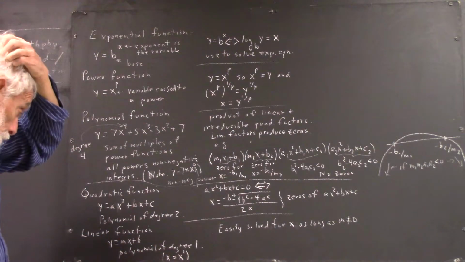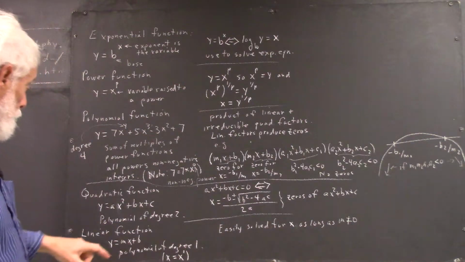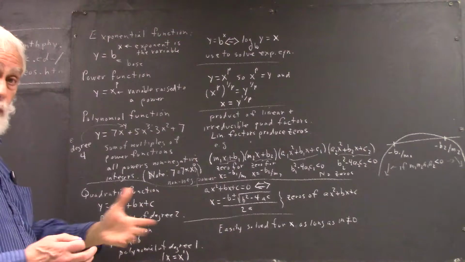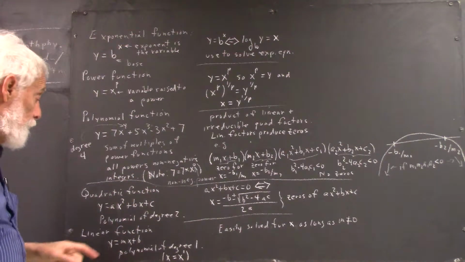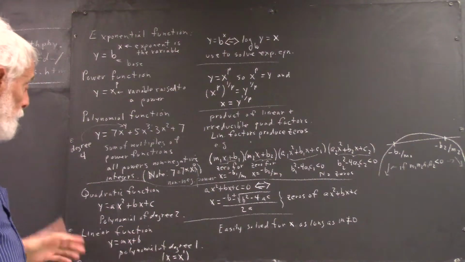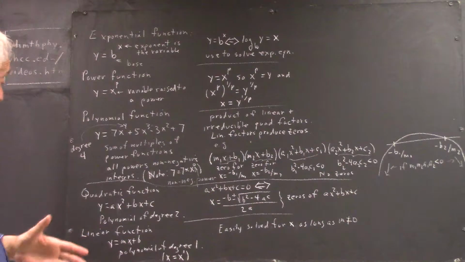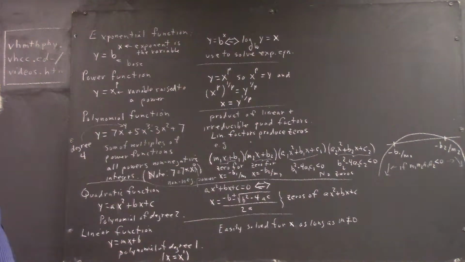And a linear function is a polynomial of degree 1. Okay? It's just mx plus b, one of the standard forms of a linear function. There are other standard forms, but it's just m times x to the 1 plus b. And any other form of a linear function can be put into this form. You just solve for y.